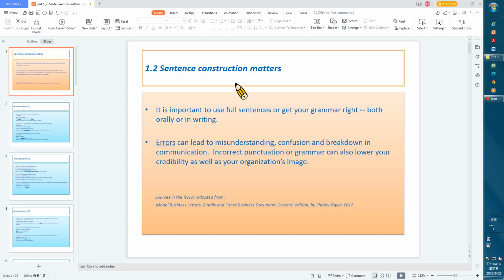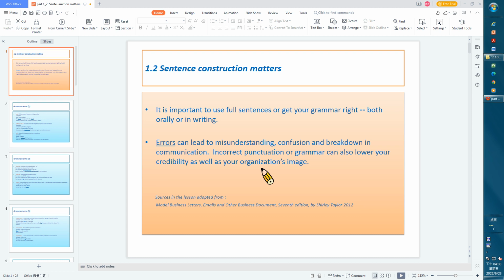In business, it is important to use full sentences and get your grammar right, both orally and in writing. Errors can lead to misunderstanding, confusion, and breakdown in communication. Incorrect punctuation or grammar can also lower your credibility as well as your organization's image.